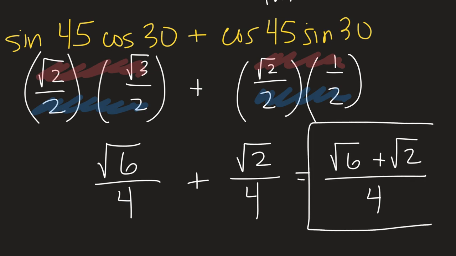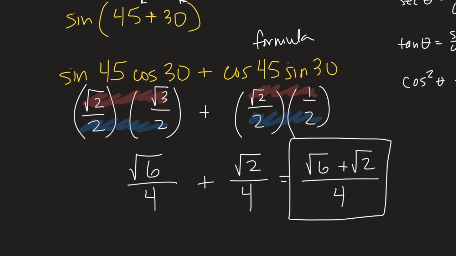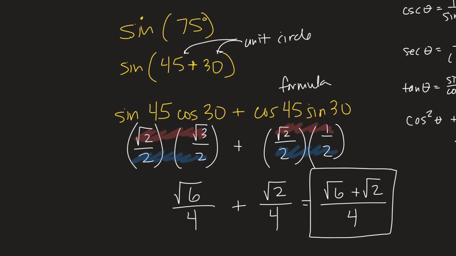And so this is how we use our formulas. When we have an angle, right? So if we have an angle that we're given, we break those into 2 unit circle angles, and then we can use their unit circle values.